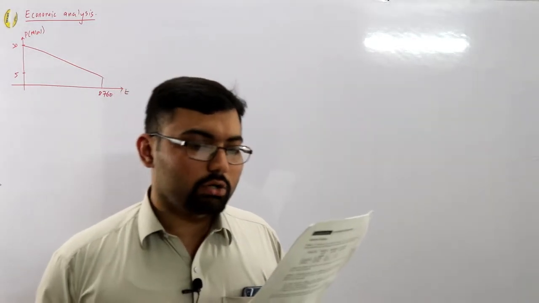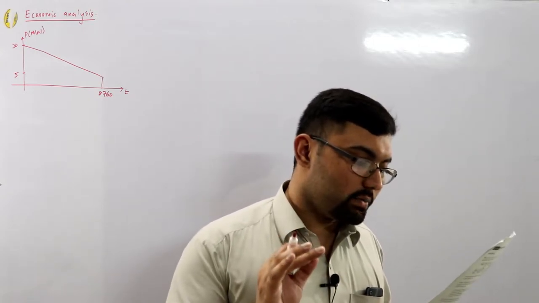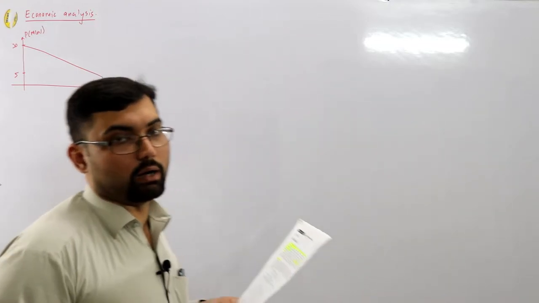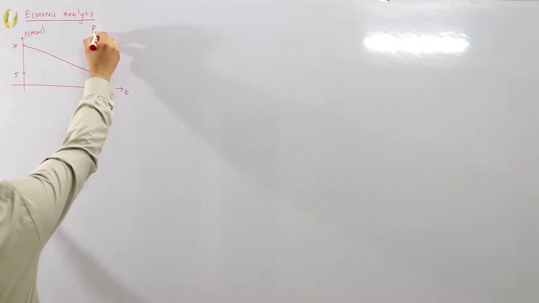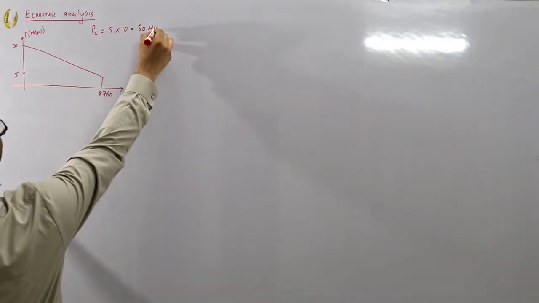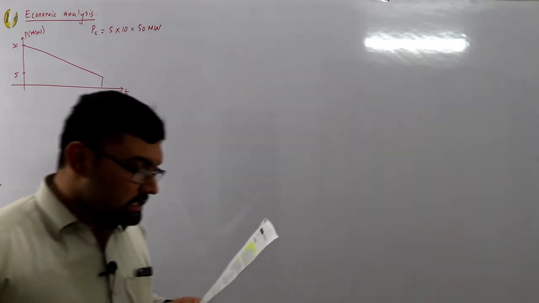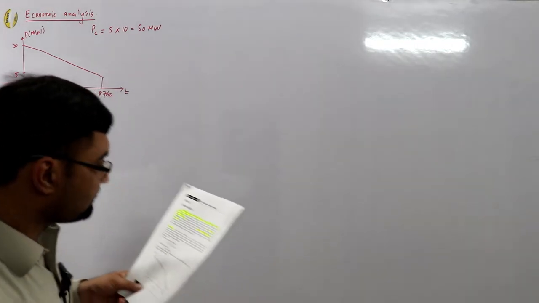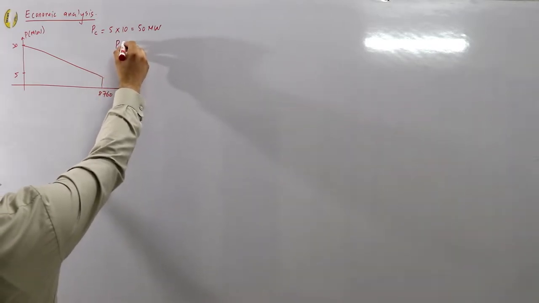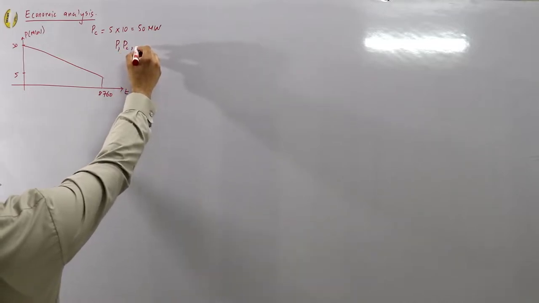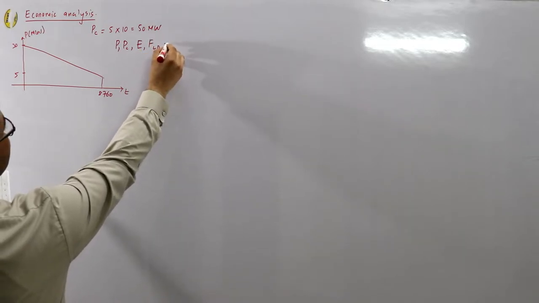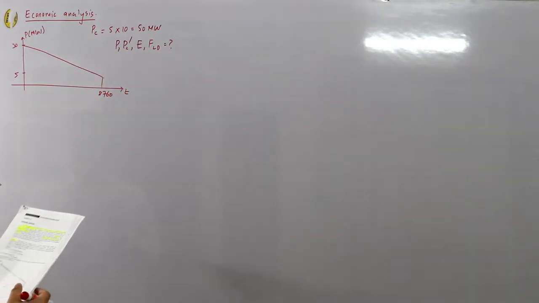The total installed capacity of the generation station within the power system is composed of 5 units, each rated at 10 megawatts. So the installed capacity of the station would be 5 multiplied by 10, which is 50 megawatts. Find the average load, denoted by P, the installed capacity PC, the units consumed annually E, and the annual load factor FLD. These are the unknowns, out of which PC we have done.